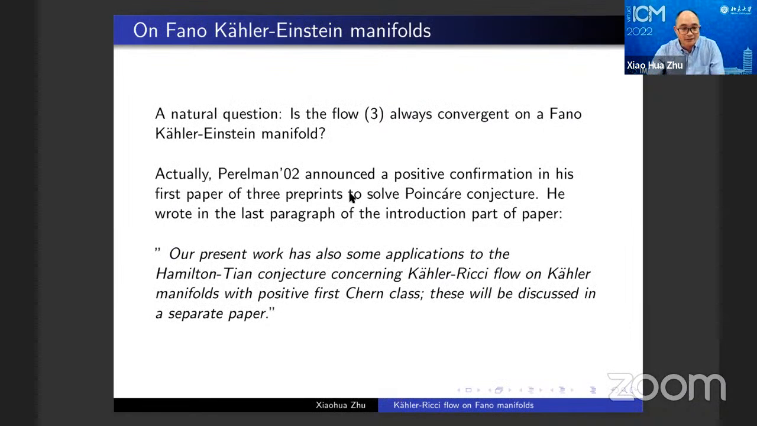But for general cases, an interesting natural question is, we may ask for Einstein manifolds: does the flow always converge on a Fano Einstein manifold? Actually, Perelman in 2002 announced a positive confirmation in his first paper on Ricci flow, the one used to solve the Poincaré conjecture. He wrote in the last paragraph of the introduction of his paper. I copied down his sentence as follows. He wrote, our present work has also some application to Hamilton's conjecture concerning Kähler-Ricci flow on Kähler-Einstein manifolds with positive first Chern class.